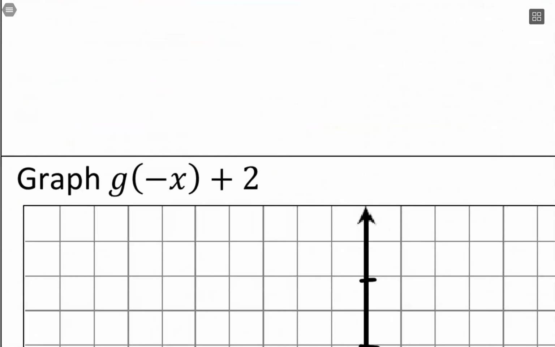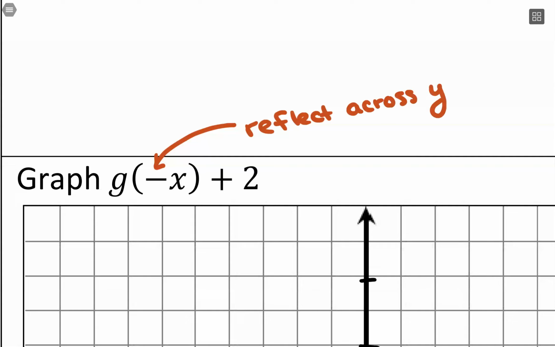Alright, this next one, I'm going to mix 2 pieces. Again, we do stretches and compressions first. So I'm going to take care of that -1 times x first, which is going to make us reflect across y. Now you can even read it as your x values are going to change sign. So where you had positive x values, they'll now be negative. And then this +2 on the outside, that's our vertical shift, since we're adding 2 outside of the function. So that'll tell us to move up 2.